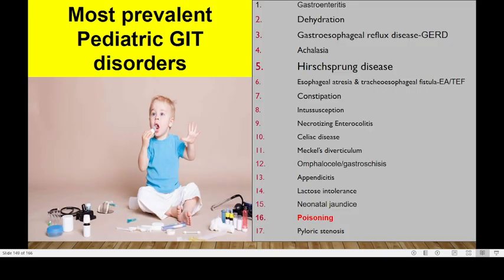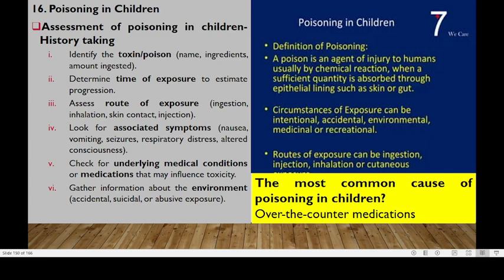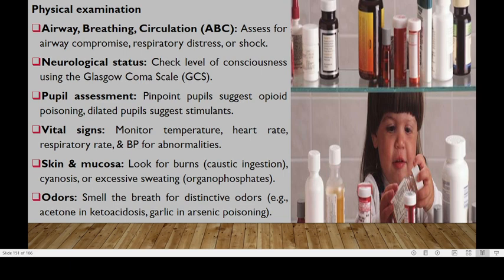The other common condition is poisoning. The most common cause of poisoning in children is the use of over-the-counter medication, and it results from several causes. Remember, a poison is an agent of injury to humans, usually by chemical reaction, when a sufficient quantity is absorbed through the epithelial lining of the skin or the gut.